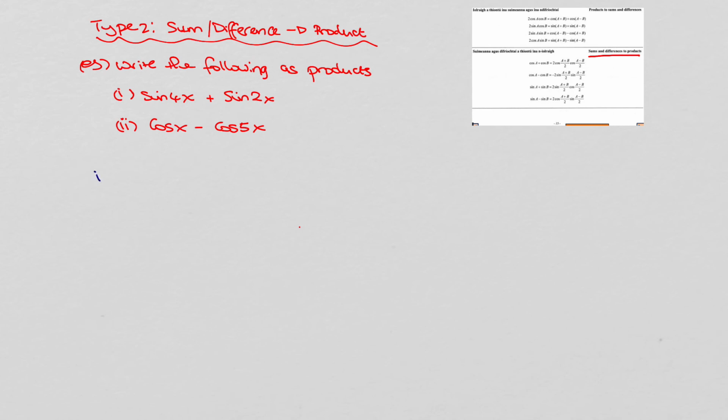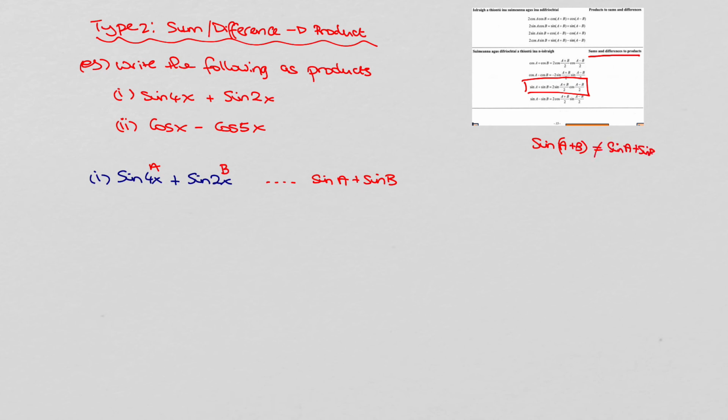If we look at the first one, we have sine 4x plus sine 2x. So what we do is we write A and B again over our angles. Again, this is the easiest way to identify the correct formula. We are looking for sine of A plus sine of B. Not to be confused with, by the way, sine of A plus B. So completely different, okay? Not the same.